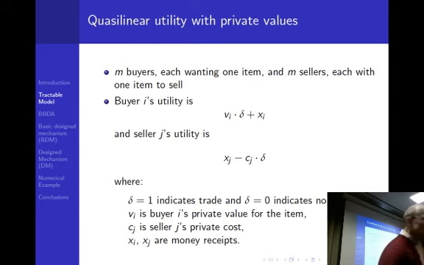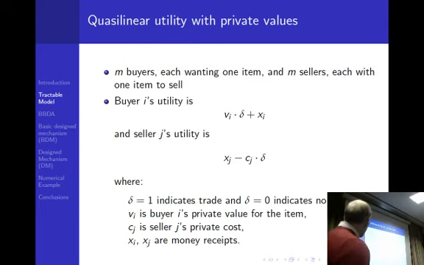It just keeps notation easy and everything else. And so buyer i's utility is going to be, if he gets the object, his valuation plus whatever money he receives. Now that's usually going to be a negative number, obviously, because he's going to buy it. And seller j's utility will be whatever money he receives, minus whatever his cost is. And so it's the V and the C, which are private information to each.